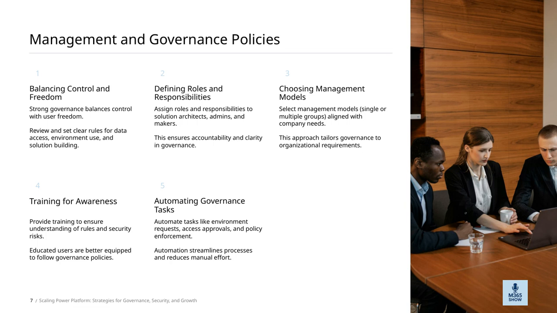One key area is automating tasks such as environment requests, access approvals, and policy enforcement. Automation is a game changer because it streamlines these processes, saving time and reducing manual effort, which allows your team to focus on more strategic work. Next, providing proper training is essential. Educated users are more aware of the rules and security risks involved, which helps ensure that governance policies are followed consistently. Training for awareness empowers your team to make informed decisions and maintain compliance.